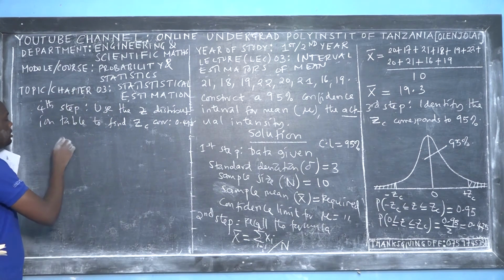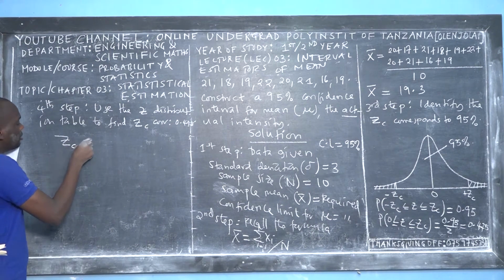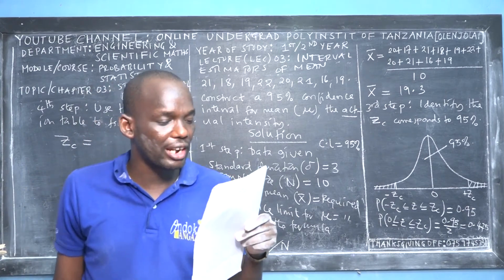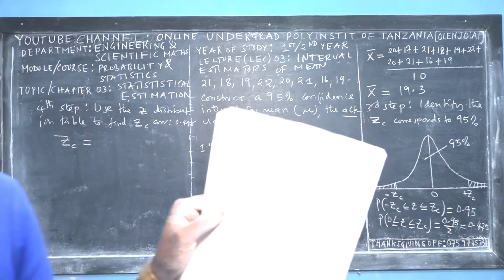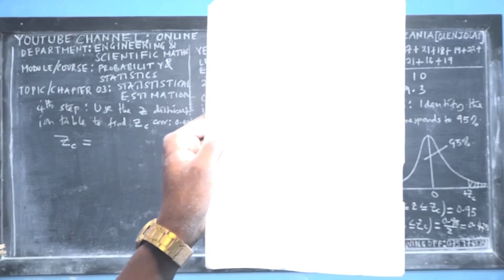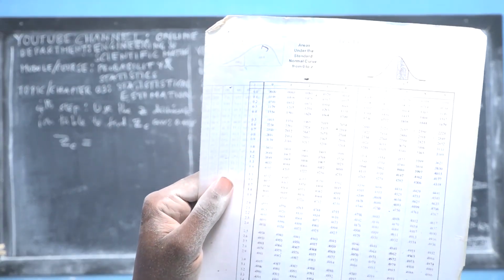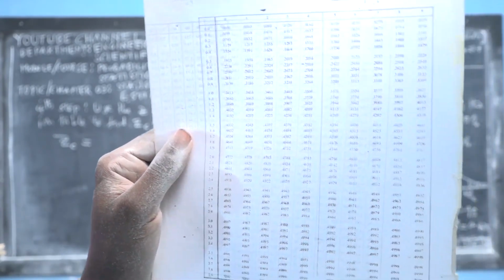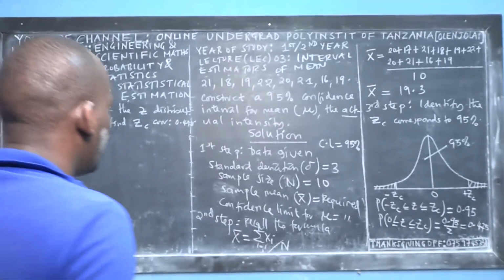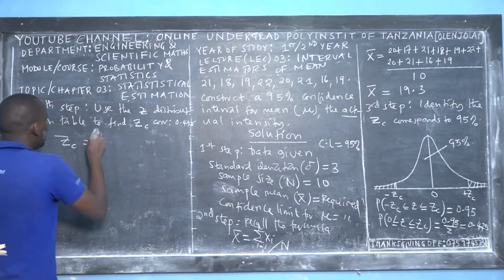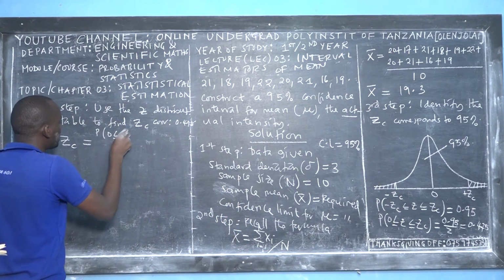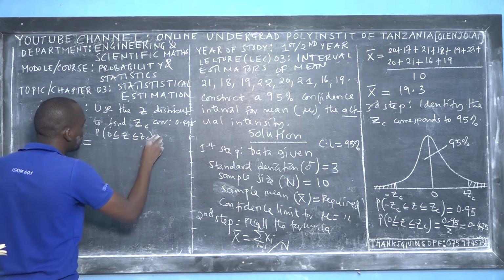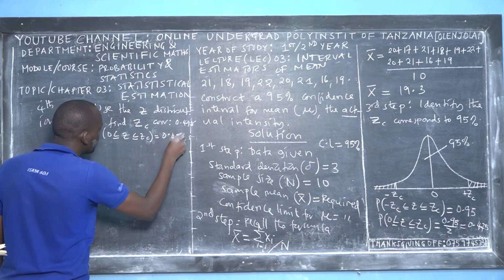So then the value of Zc should be found here. This is our table for the area under the standard normal curve from 0 to Z. So this is our normal distribution curve, right? Let me bring it near to the lens. Okay, so what do we need? The probability that we are dealing with is this probability, Z less than or equal to Zc. This is 0.4750.